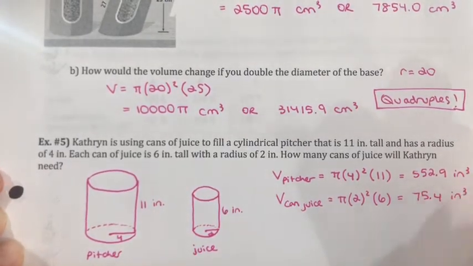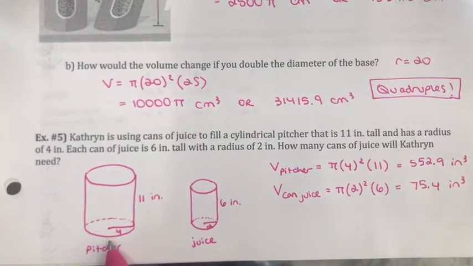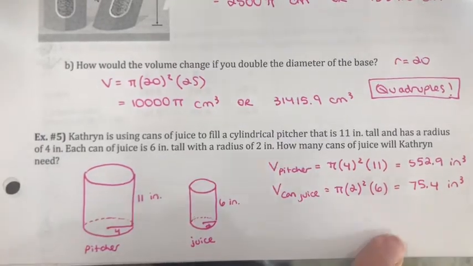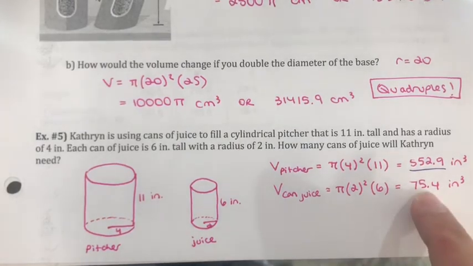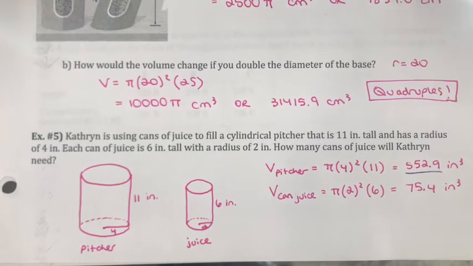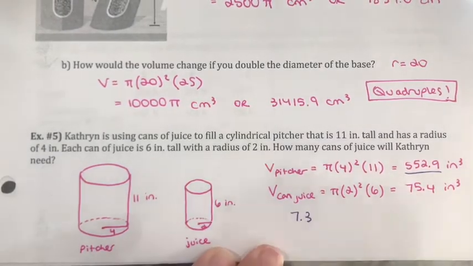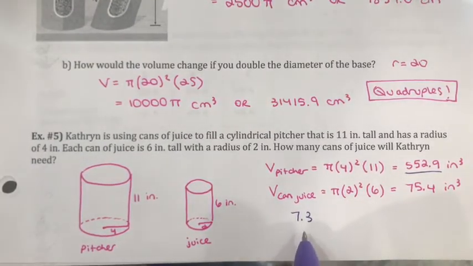75.4. Now, in order for us to figure out how many cans of juice are going to fit into the pitcher, we would just divide these and say, okay, how many times does 75.4 go into 552.9? Okay, so we end up with 7.3. Now obviously we can't use a part of a glass, so we need to decide, are we going to use 7 or are we going to use 8?